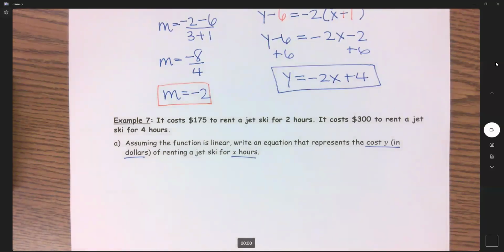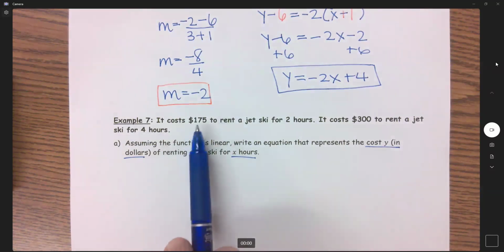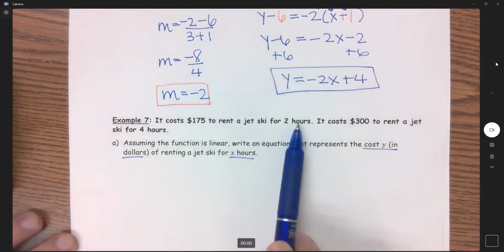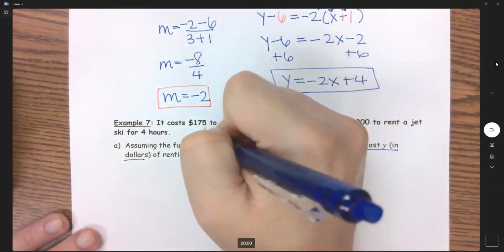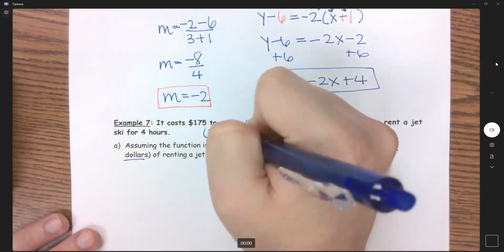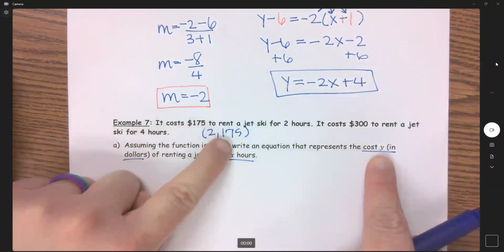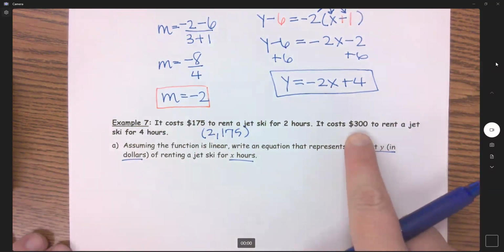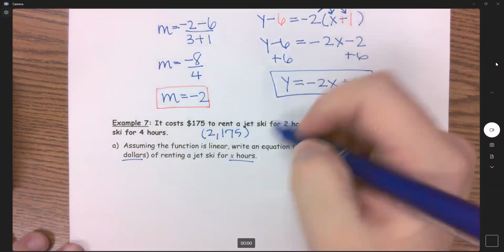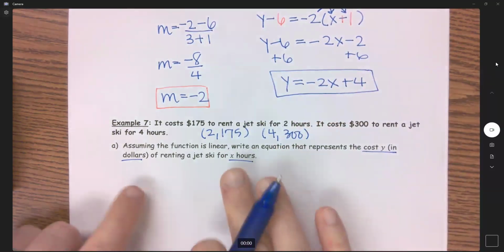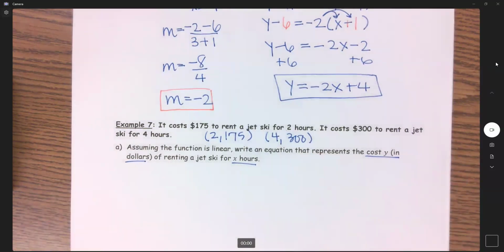So let's figure out our points here. Now be careful. A lot of times we want to just write these in the order that they give us. So we want to put 175, 2, but it tells me here that my x needs to represent our hours. So my first point is (2, 175). Now we're in x hours and y in cost. So then $300 to rent it for 4 hours would be (4, 300). So make sure you are following the variables that they give you.